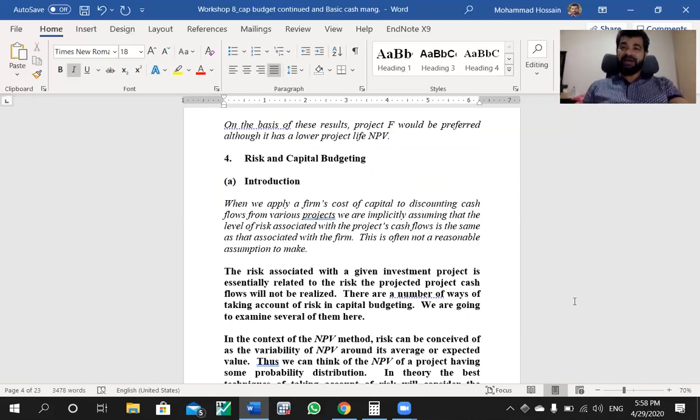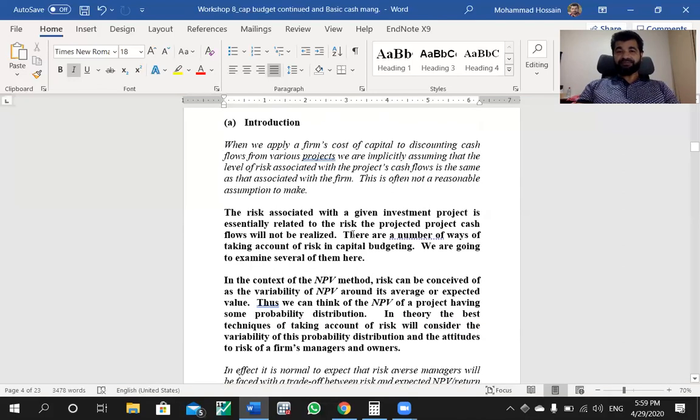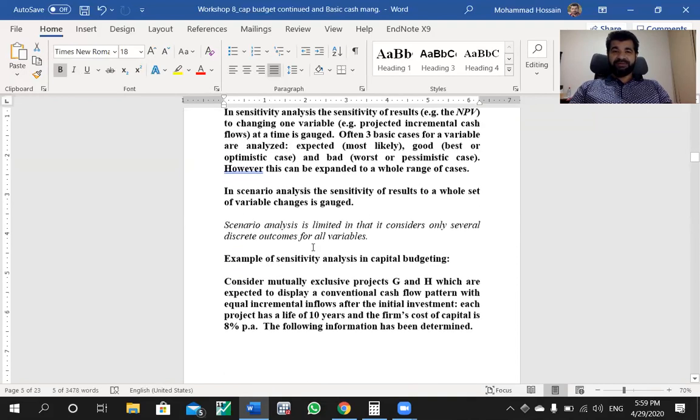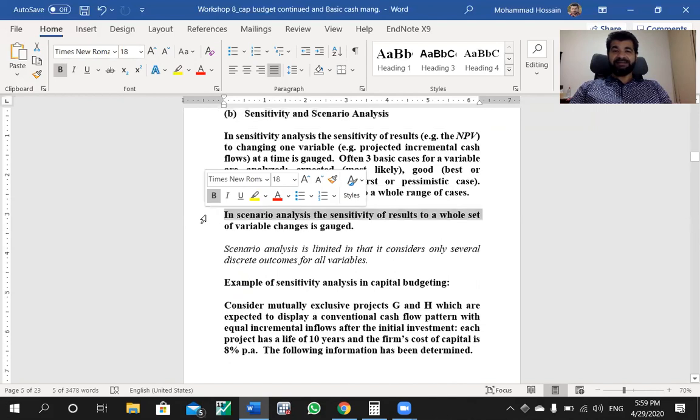So this says here, risk and capital budgeting. The risk associated with a given investment project is essentially related to the risk that projected cash flow will not be realized. There are a number of ways they're talking about here. One of the ways is called sensitivity analysis, and scenario analysis. So there are two types of things in here. In scenario analysis, the sensitivity of results to a whole set of variable changes is measured or guessed. In sensitivity analysis, it is the sensitivity of the result to changing one variable.